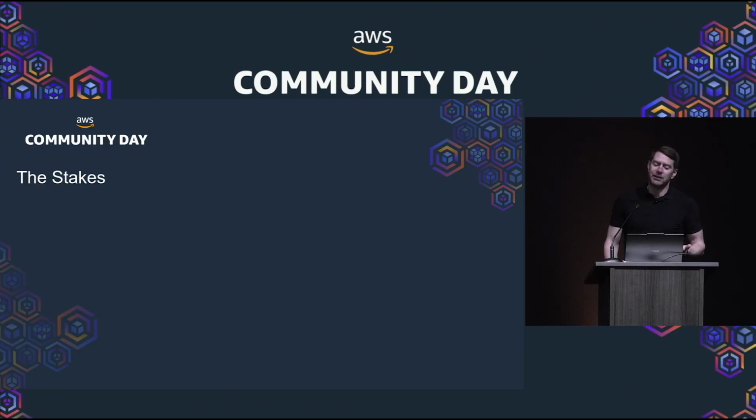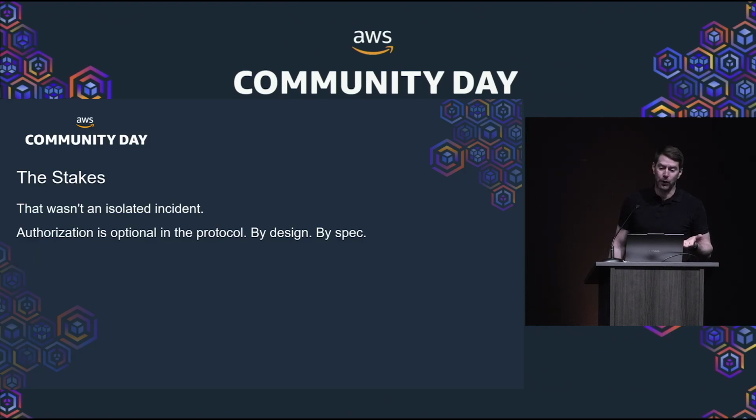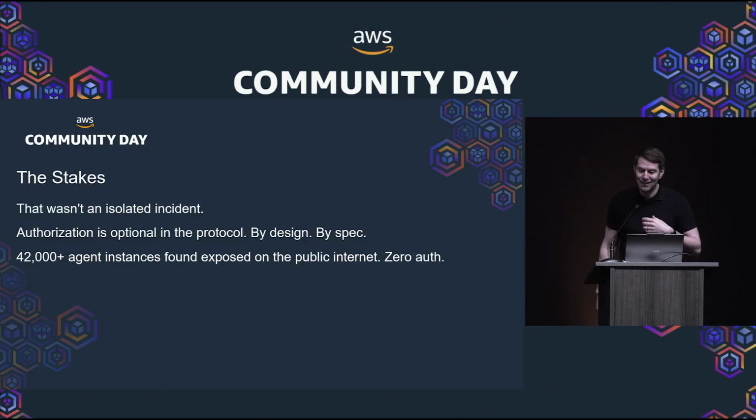So this wasn't an isolated incident. It is actually a pattern when it comes to MCP. Authorization in the MCP protocol, it's optional. It's not recommended but enforced, it's optional. The spec actually says so. And in January, researchers found over 42,000 agent instances that were exposed on the public internet with no authentication. API keys, Slack credentials, chat histories, everything just available to anyone who connected to them.